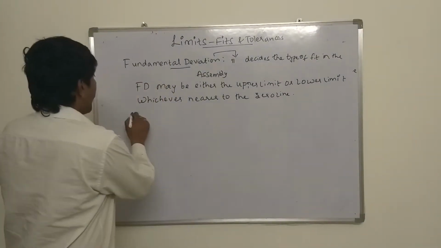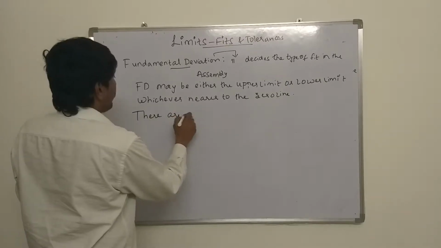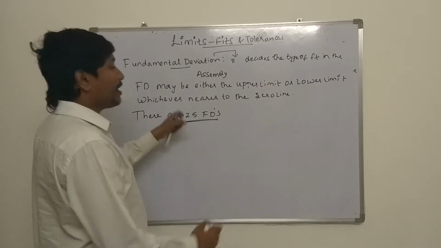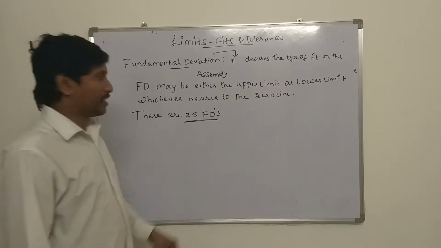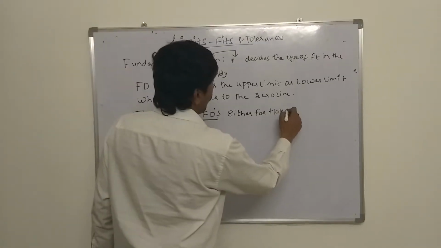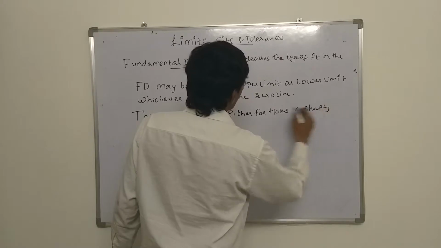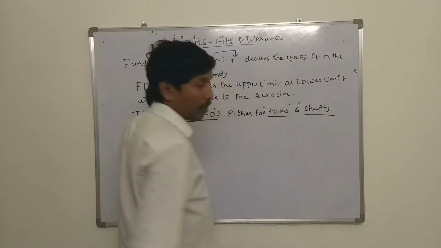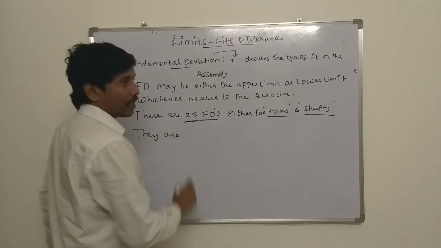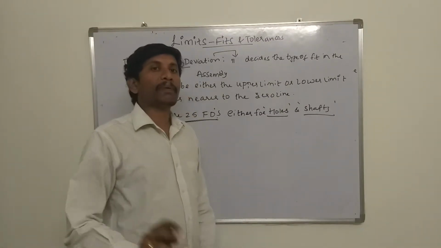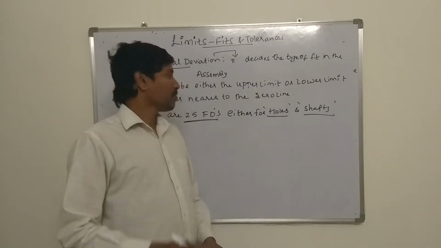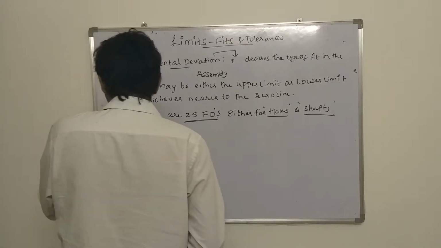There are 25 fundamental deviations for holes and shafts. The fundamental deviations for holes are represented by capital letters, and the fundamental deviations for shafts are represented by small letters.